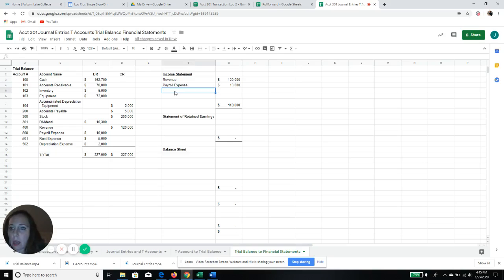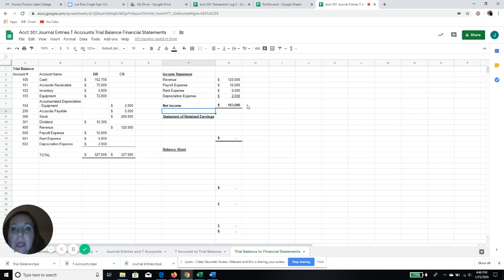And rent expense was $5,000. I'm listing everything here as a positive number, and then my formula knows to take revenue and subtract the expenses. And then finally, depreciation expense was $2,000. Okay, so I have a formula here, and it basically says take revenue and subtract the expenses. So it's okay that I've listed them all as positive numbers because that's how we do the income statement. And then I'm going to label this net income. So my net income is $103,000.